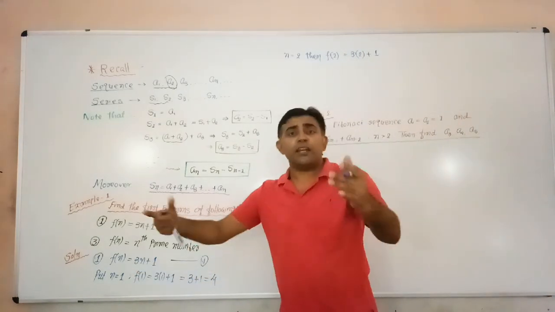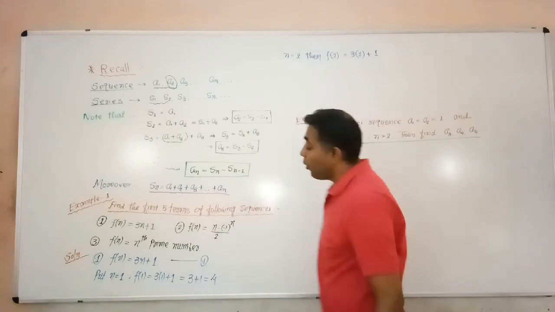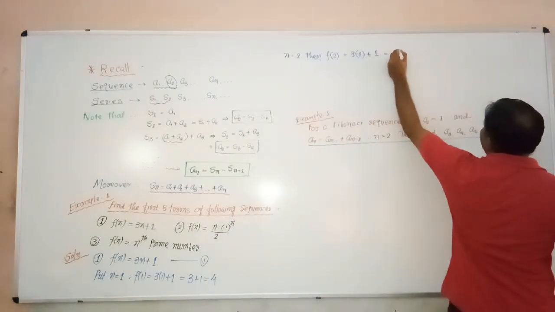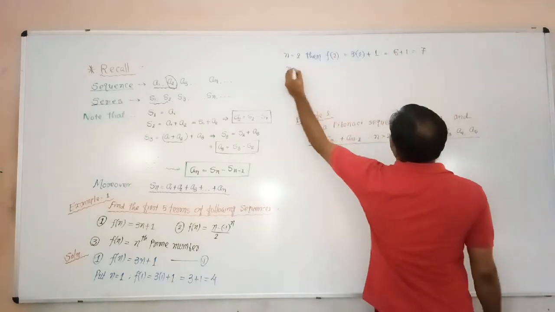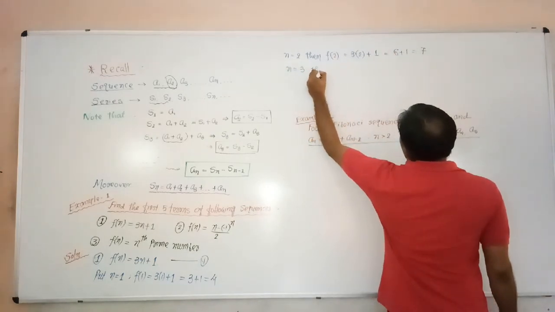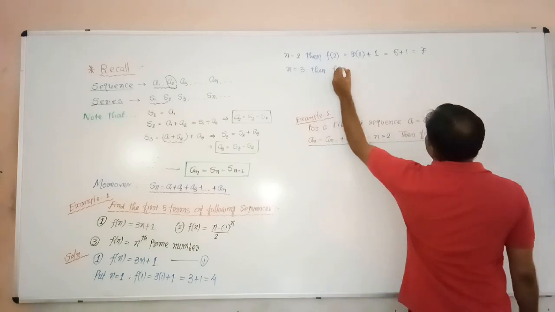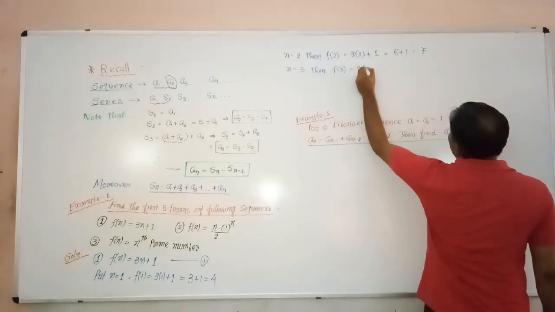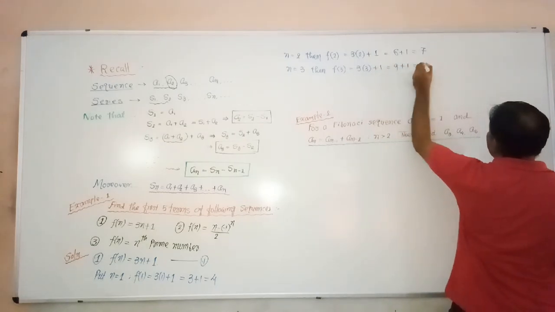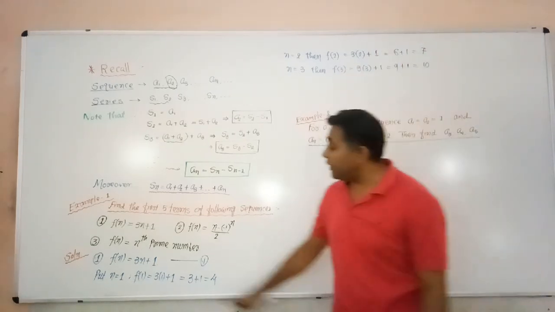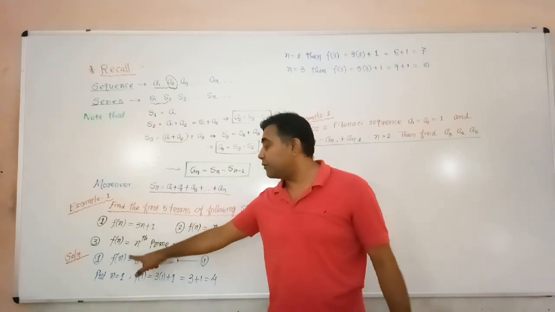Substituting n is 2, you get the second term of the sequence. The second term is 6 plus 1, which means 7. Put n equals 3, then we get f3. So 3 into 3 plus 1, 3 3s are 9, plus 1 means 10. Just putting n equals 3 in this function.